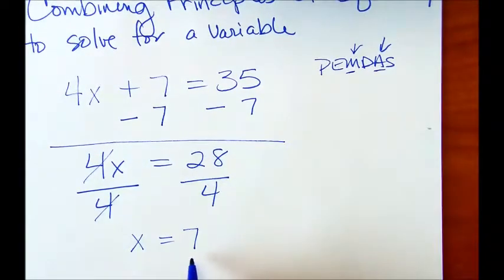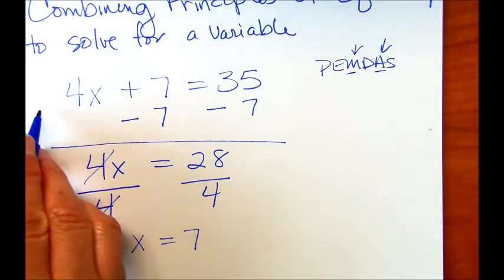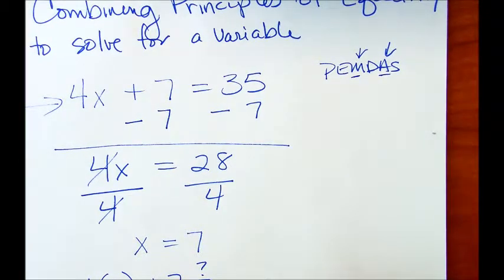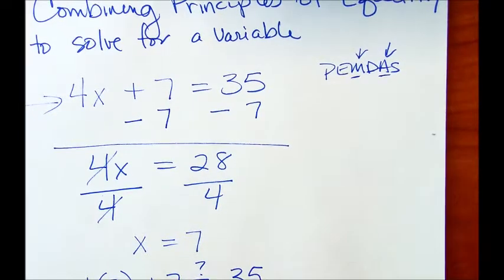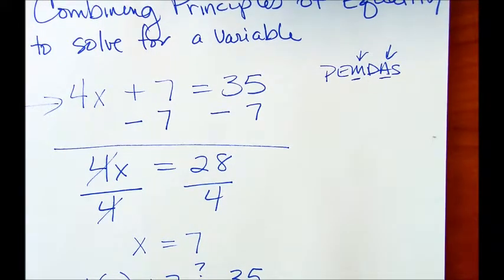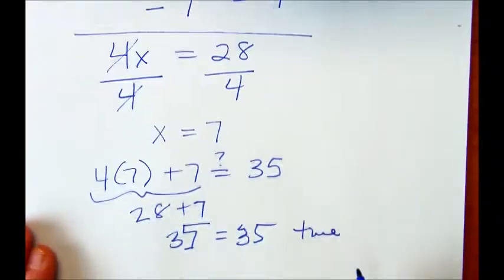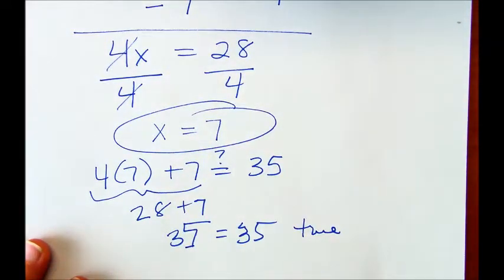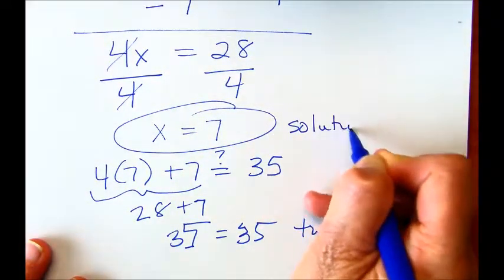Now it's always a good idea to take your solution and plug it back into the original equation, just to make sure you did your math correctly. So I'm going to do that real quick. I'm basically asking, is this going to equal 35? 4 times 7 is 28, plus 7, and that is indeed 35. 35 is equal to 35. So this is a true statement, and because that's true, this is the solution to this equation.